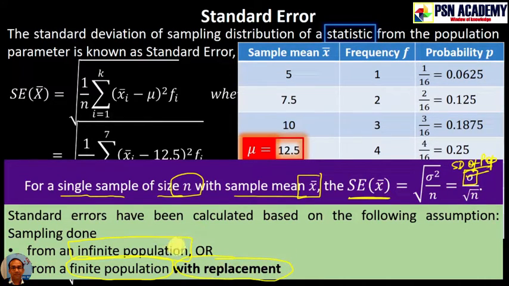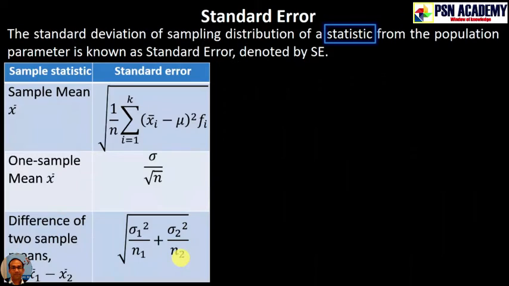So, for an infinite population, you may go with replacement or without replacement, but in case of finite population, your sampling must be with replacement. Here we go with the sample statistic and the corresponding standard error. This is a sample mean, that is x bar. In this case, the standard error will be sigma by root n. Now, this sigma is the population SD, that is, population standard deviation.